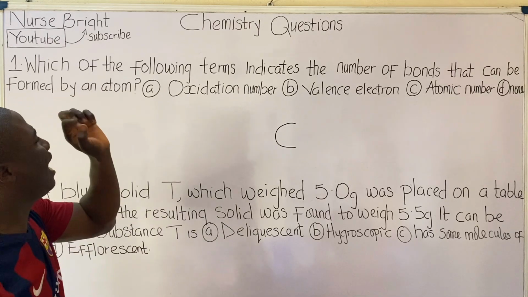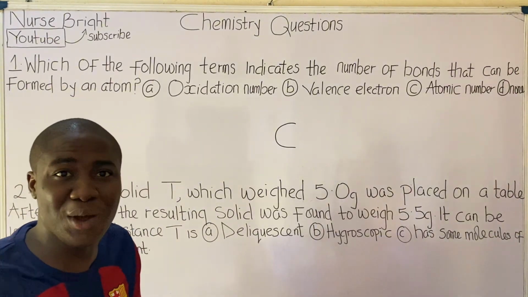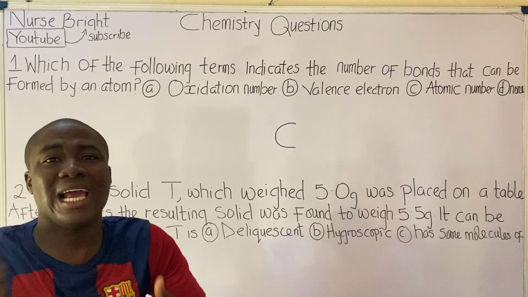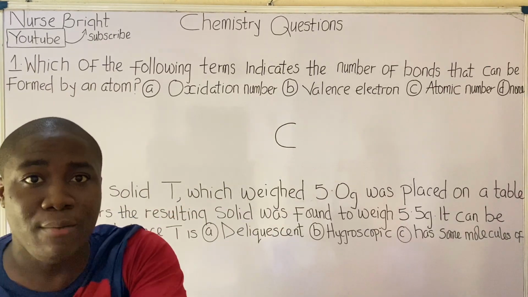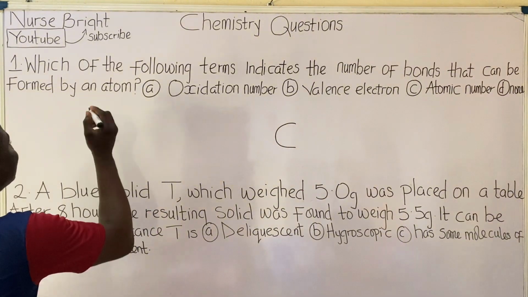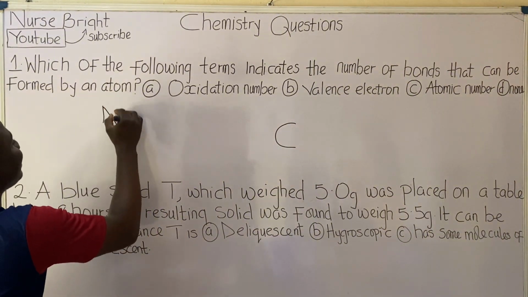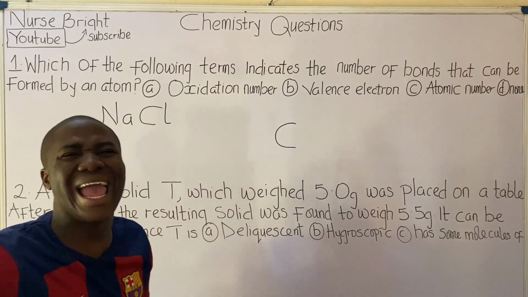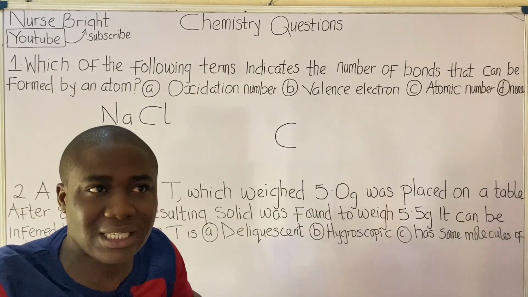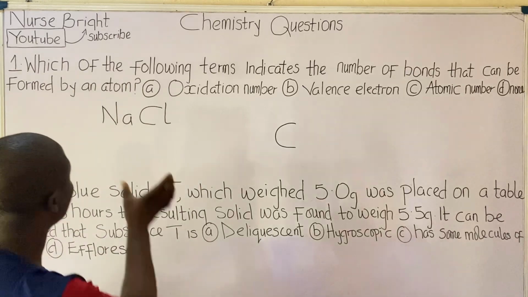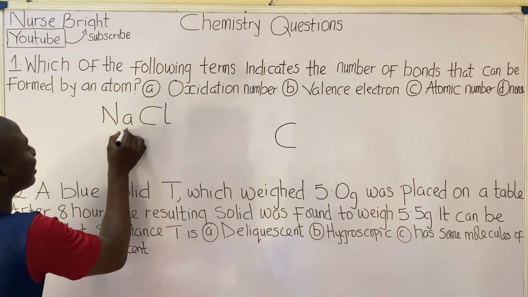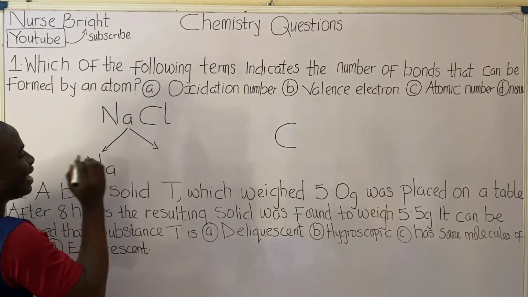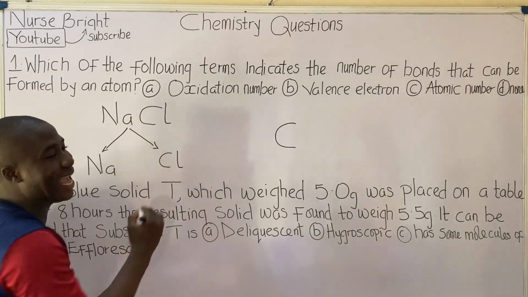So option A here says oxidation number. Is oxidation number the answer to this question? No, it is not. Because oxidation numbers are simply electrical charges that are found in elements. Now, this is what I mean. Just watch closely. Let's take an example, a compound, NaCl. Look at what I said. Oxidation numbers are electrical charges that are found in elements that form a compound. Are you following me? So this is a compound. So you know that this compound has how many elements? Two elements, which are sodium, Na, and chlorine, Cl.